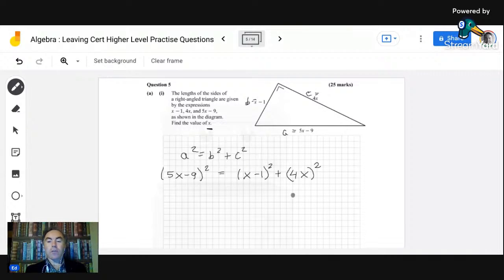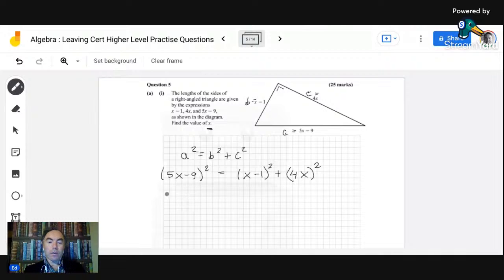So the square will actually apply to the 4 as well. So that would be a main source of error, where people just attach the 2 up here and neglect this one here. So that's not an option. We've got to square the entire length. So bracket it off, and that will give you the starting position.